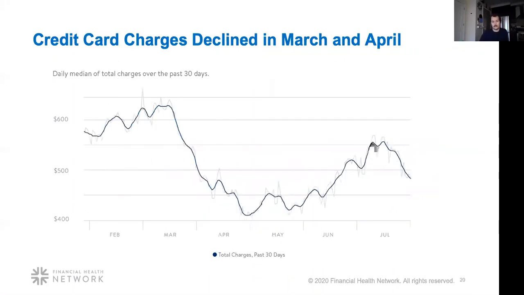Looking at the spending side of things and moving to credit cards, we see that people dramatically cut their spending on credit cards as the pandemic took hold in the United States in March and April of this past year. So on credit cards, we see that spending reduced by about 33% or $200 between mid-March and late April. Spending did pick up later in June and July, but it still didn't return to the same levels as March.